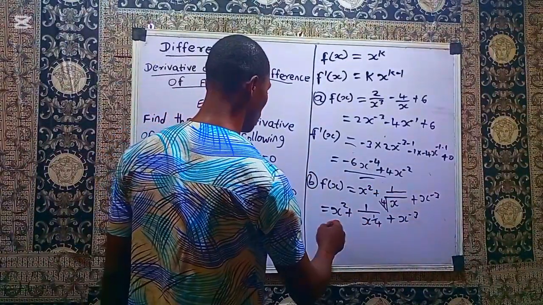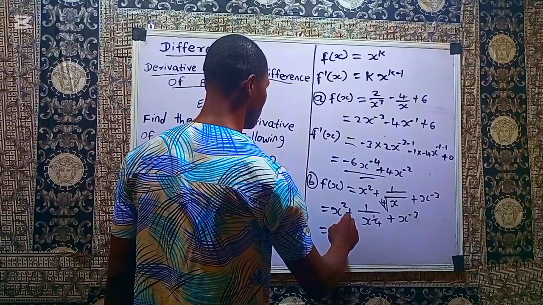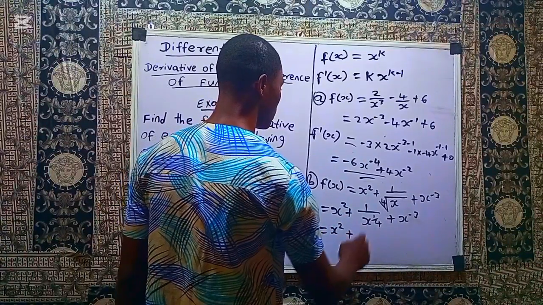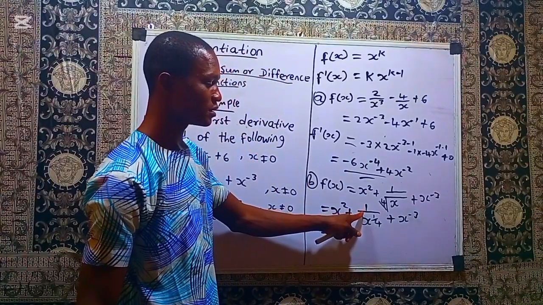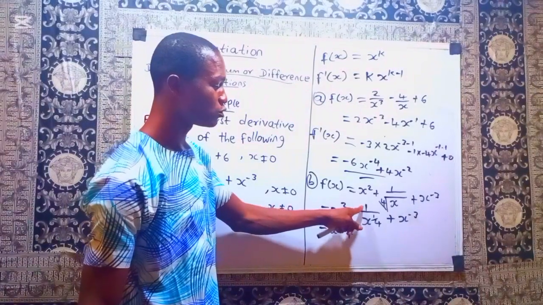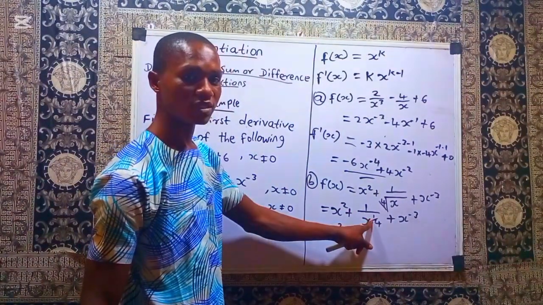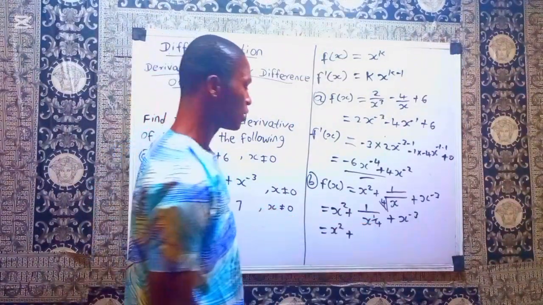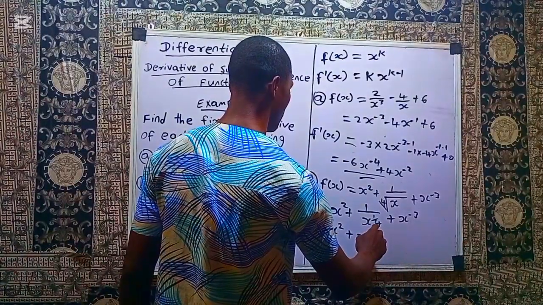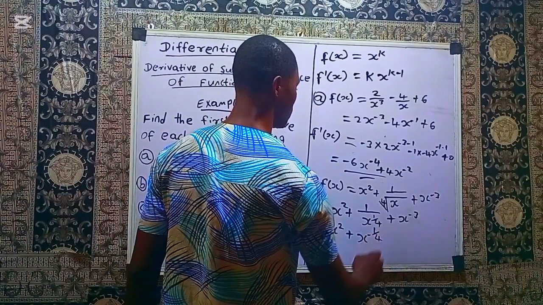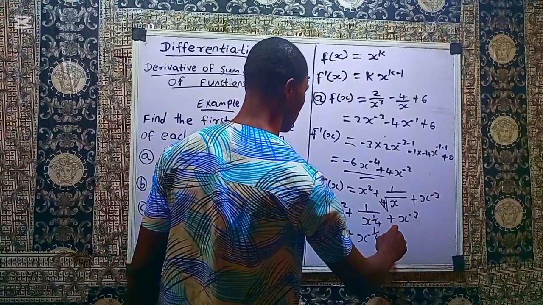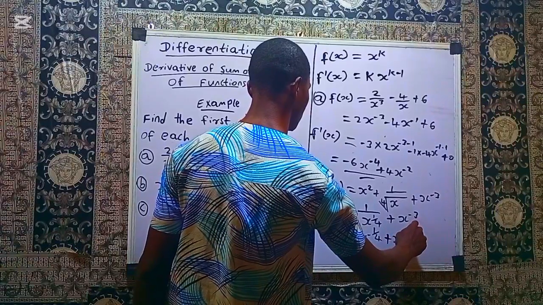Is this one I need to work on more? So I have x raised to power 2 plus... Then if I want to remove this division sign, I will have to introduce a negative sign on the index of x. So I have x raised to power minus 1 over 4. So I have introduced the negative sign, then plus x raised to power minus 3.